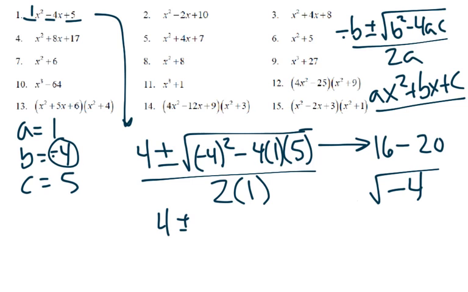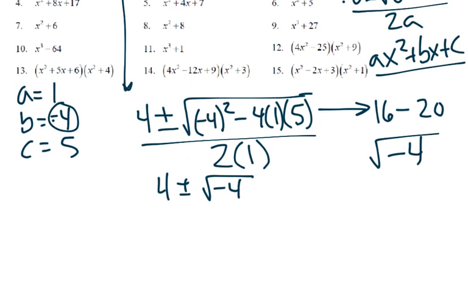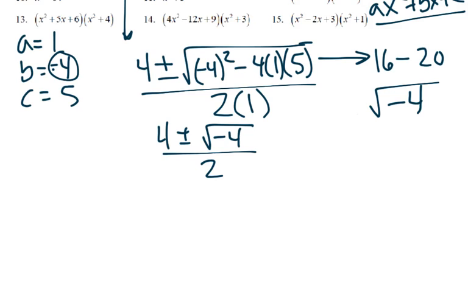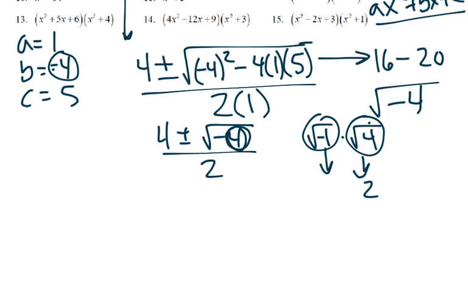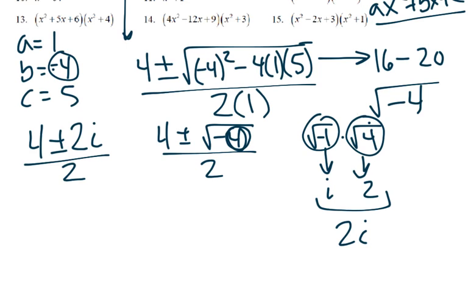So I've got 4 plus or minus the square root of negative 4, over 2. So do we know the square root of 4? Yeah, it's 2. So we'd separate that into the square root of negative 1 times the square root of positive 4. That would simplify to i, and that would simplify to 2. The whole thing would be 2i. So you get 4 plus or minus 2i over 2. Now, 4 is like 2 times 2, so there's a 2 here and a 2 here. I can cancel the 2, and I'm left with 2 plus or minus i.